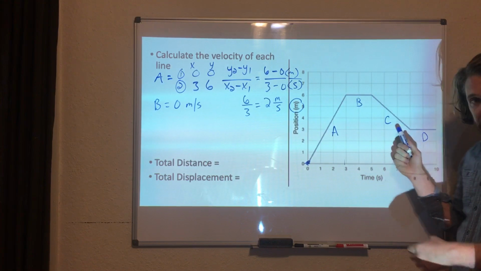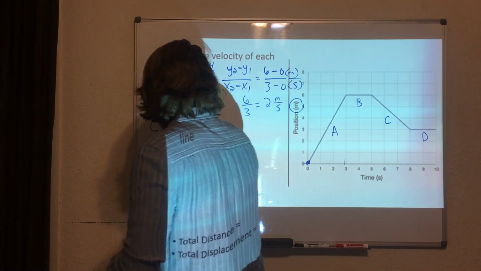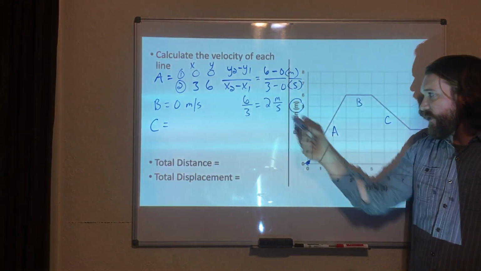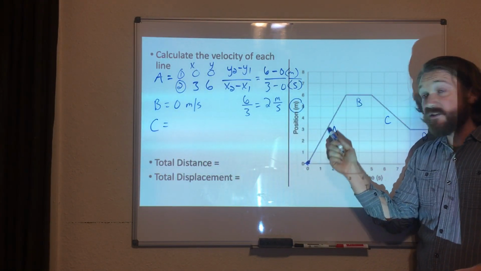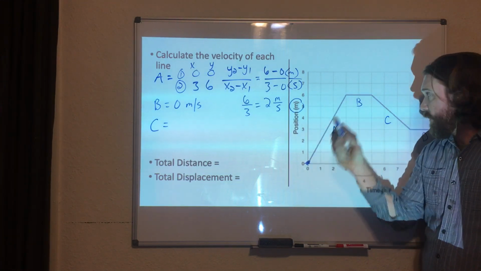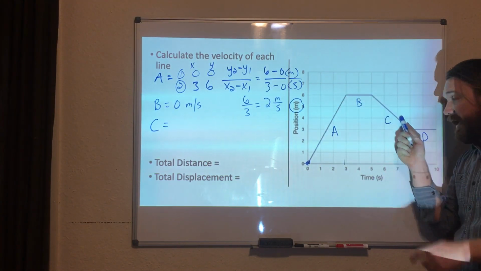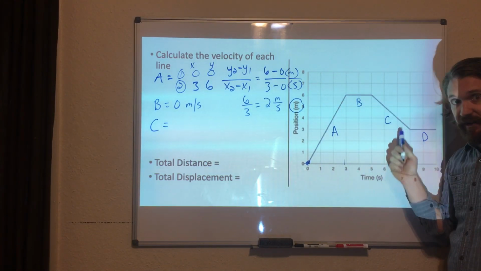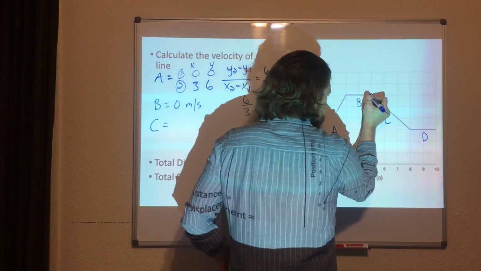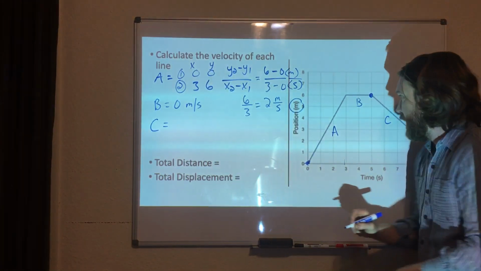Now we see C. We got a positive number for A because we're going forwards, we're moving up in our position. That means we have a positive velocity. Now my line is going down, which means we're going to have a negative slope, which means we're going to have a negative velocity. Well, let's calculate. I'm going to use this point and this point right here.